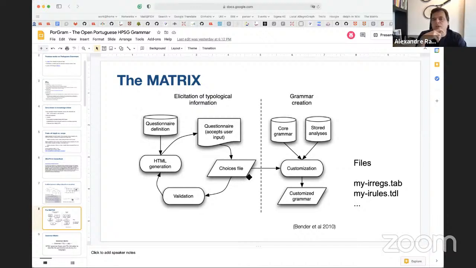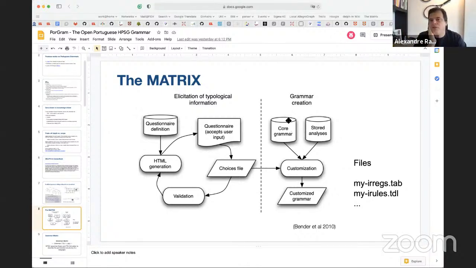And the system validates these choices files. So for example, if you answer something in one form that is inconsistent with another answer that you gave in a previous form, we have a few validations working on that. And once you have a consistent choices file, the system can generate a grammar for you. So it produces a skeleton of the grammar, right? So it's big work done, you don't start from scratch, right?